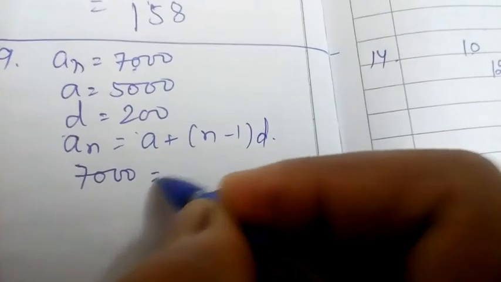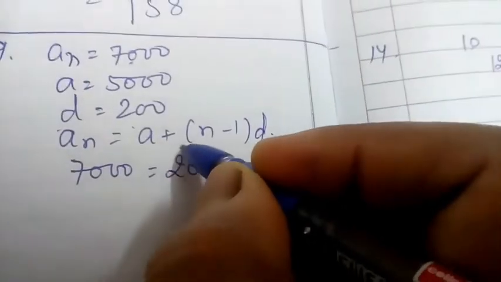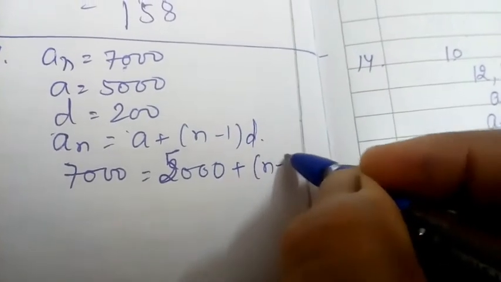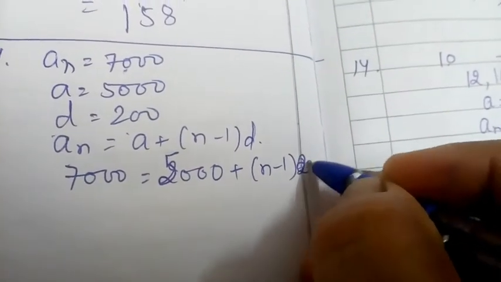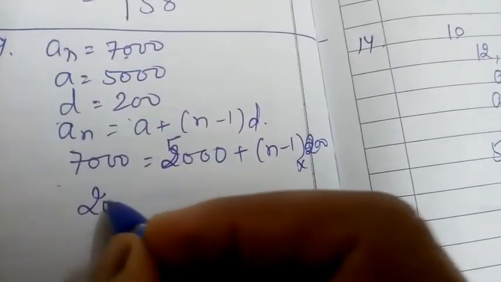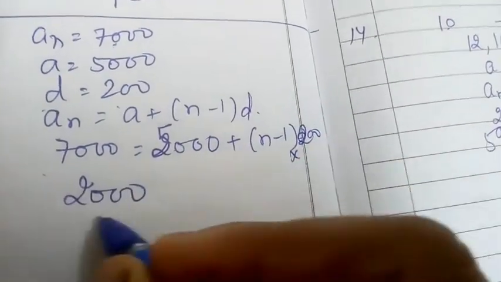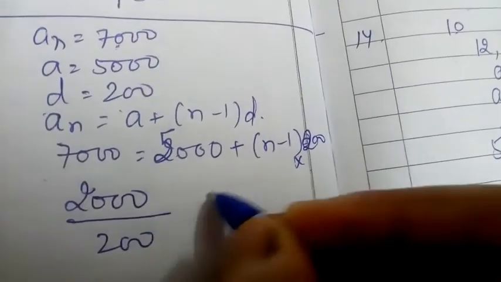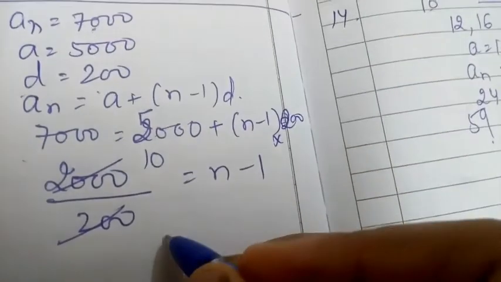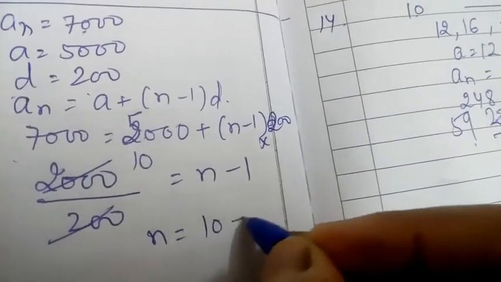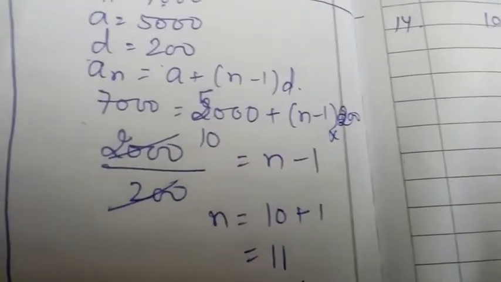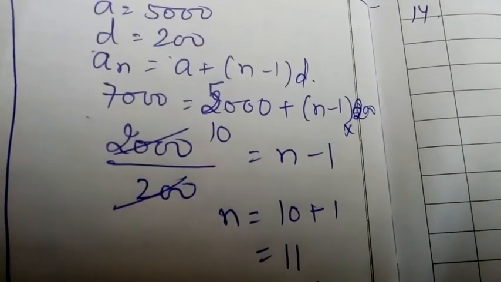7,000 equal to 5,000 plus n minus 1 into 200. 2,000 by 200 equal to n minus 1. 10 equal to n minus 1, so n equal to 10 plus 1, it means 11. And after 11 years, she will get 7,000 rupees.